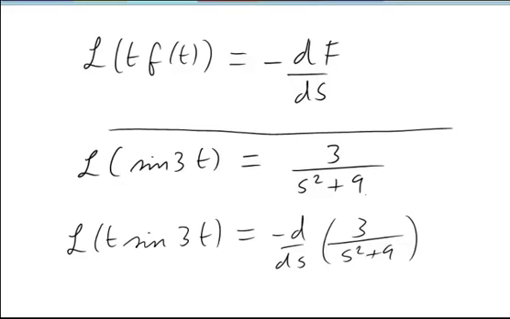It just involves either the quotient rule or the chain rule. If we use the quotient rule, we know that we have to square the denominator.